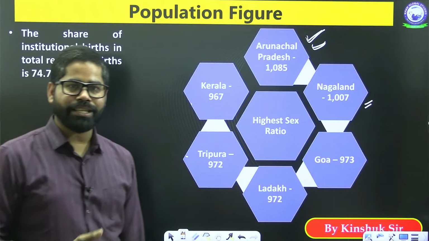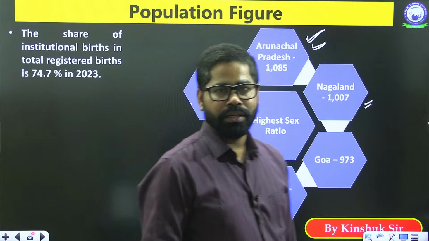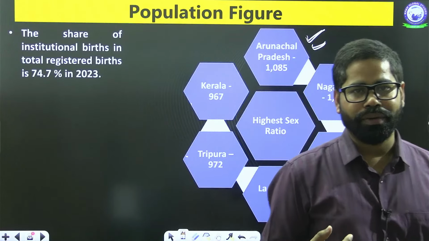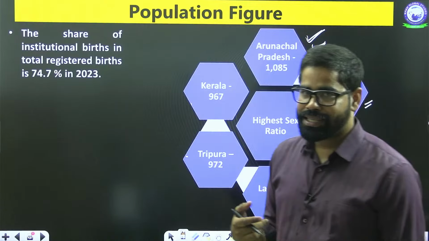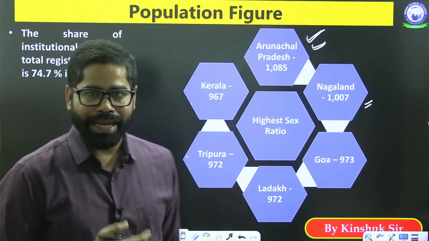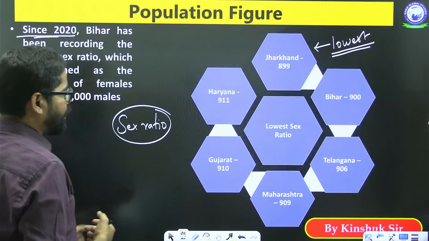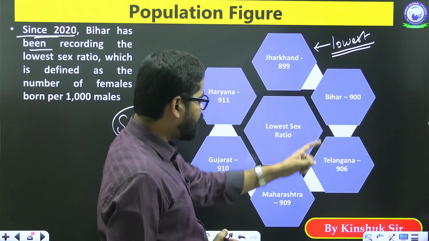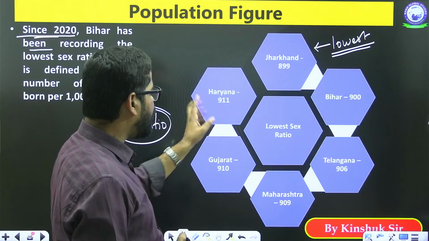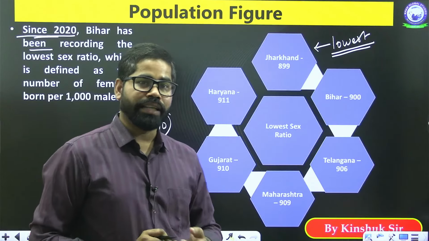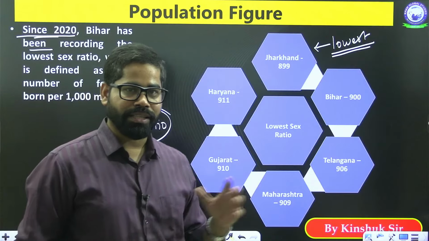So you can see only some states are having more, that is Arunachal and Nagaland. Only these states are having more number of women as compared to male. Okay. In case of other states, like when we are talking about Jharkhand, Bihar, Telangana, Maharashtra, Gujarat, Haryana, you can see there is a huge decline in the sex ratio.